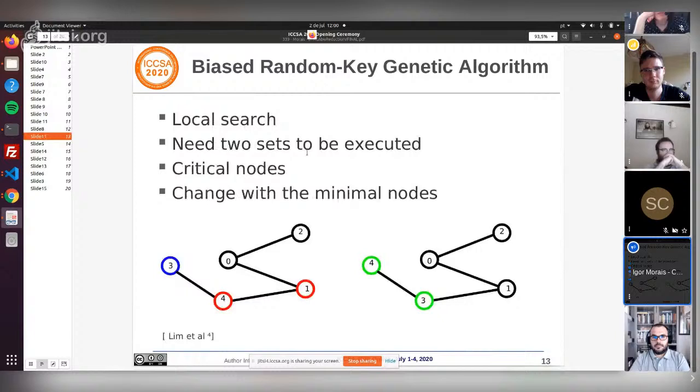For improving the convergence of the method, we use a local search procedure. We need two sets of vertices for swapping the labels. As proposed by Lim, we use the concept of critical nodes, which are the ones with the maximum difference in the labels, and minimal nodes, which are the ones with the minimal difference. In this example, we choose to swap the 4 and 3, because 4 and 1 are the critical nodes, and 3 is a minimal node. If the cost function is reduced, the solution is accepted, otherwise it's discarded.